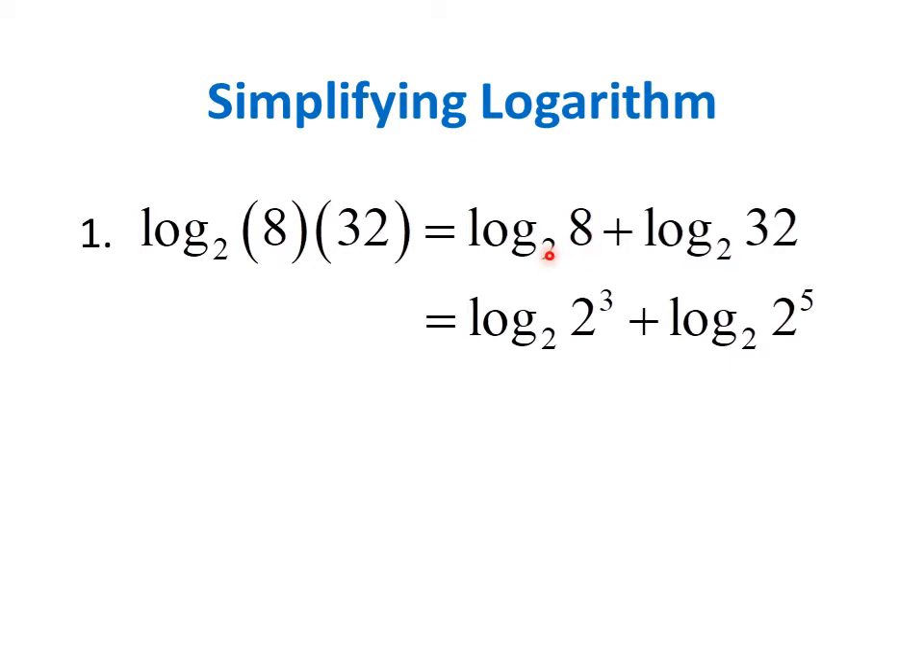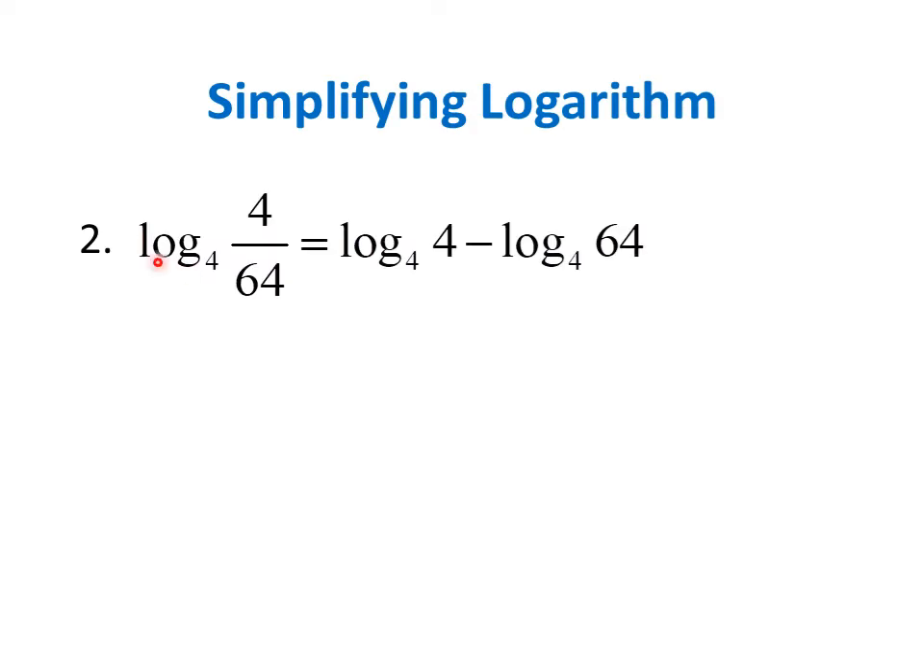Next, since we are getting the log to the base 2, we have to express 8 and 32 as the base 2 raised to some exponents. Since 2 times 2, 4 times 2 is 8, 8 is 2 cubed. 32 is 2 to the exponent 5. So let's evaluate these logarithms. To what exponent do we raise 2 to get 2 cubed? We have the exponent 3. To what exponent do we raise 2 to get 2 to the 5? We have the exponent 5. 3 plus 5 is equal to 8.